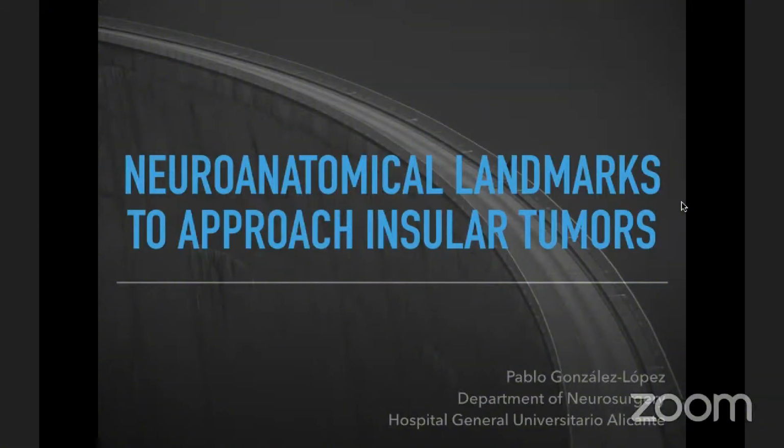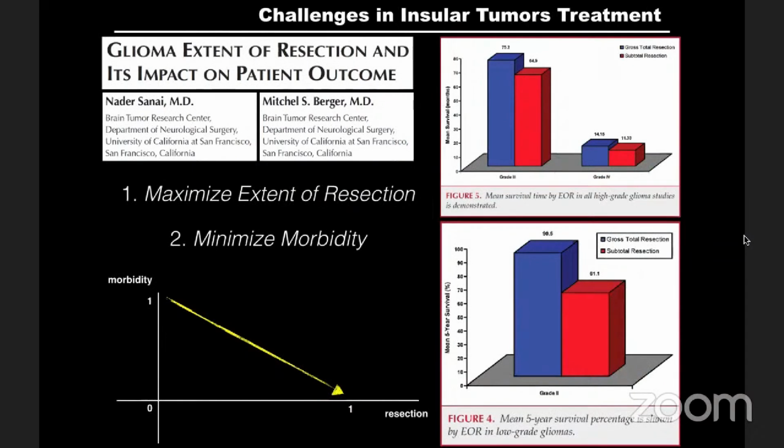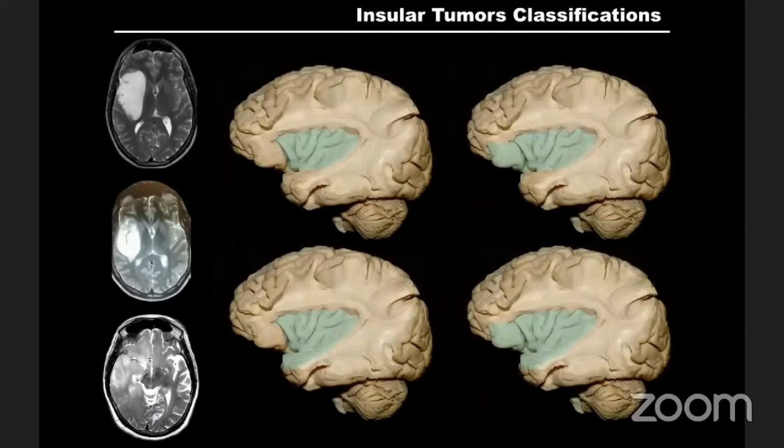And I should start with the anatomy of the insula. As usual, I like to share some cases with you in order to see how we can optimize anatomical knowledge in order to perform our cases. So this is a classic slide which shows that regarding gliomas, it has been quite proven that maximizing our resection and minimizing the morbidity is the gold standard for the time being. So that's why anatomical understanding, specifically in this curious region, is extremely important.